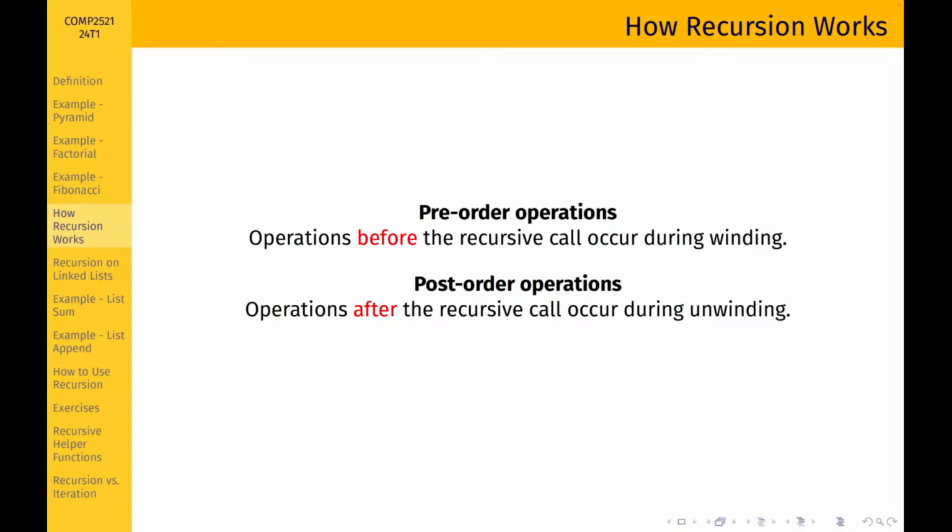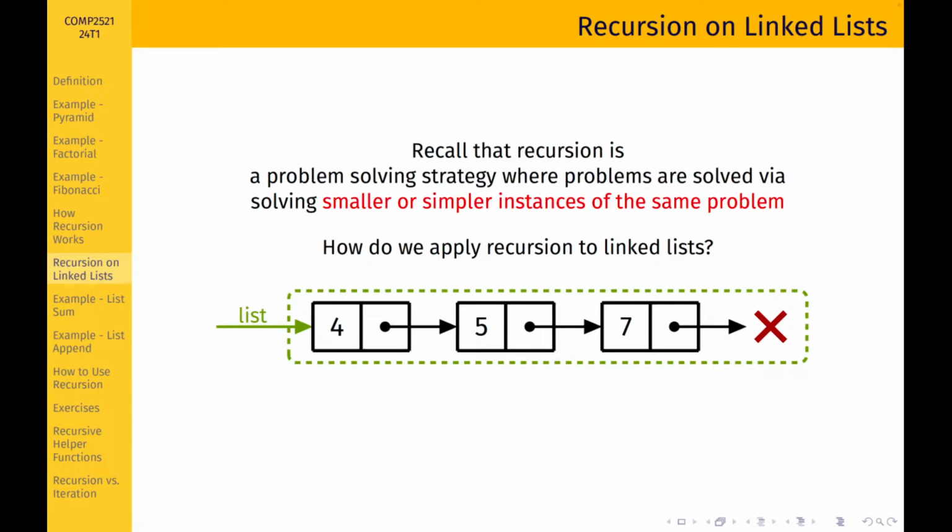Now, we've seen some examples of recursion on integers, with factorial and Fibonacci. And the way we solve those problems recursively is we call the function on a smaller number. For n factorial, we call the function on n minus 1. And for Fibonacci, we call the function on n minus 1 and n minus 2. So now we want to look at linked lists, because we can also solve problems on linked lists recursively. So how do we apply recursion to linked lists?